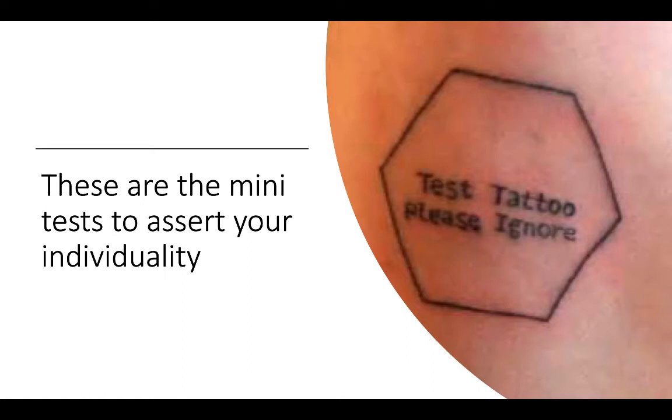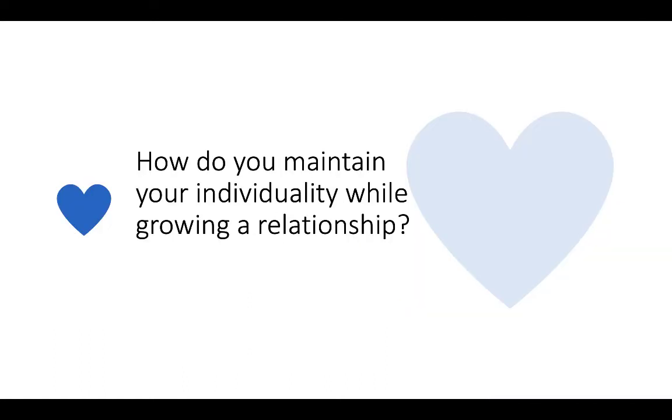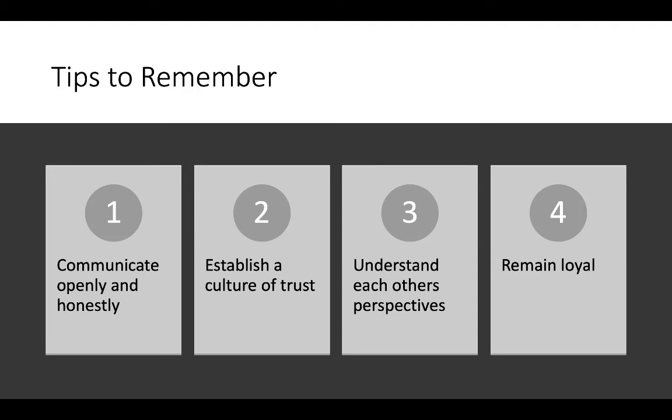And so early on in the relationship, you have to be able to stand up for yourself, to state what you like, what you don't like. And how do you maintain your individuality while growing a relationship? And this is a big question because it's important to recognize that you have to be who you are. You have to maintain who you are. And even though you may be growing in a relationship, it's important that you actually still are your own person.